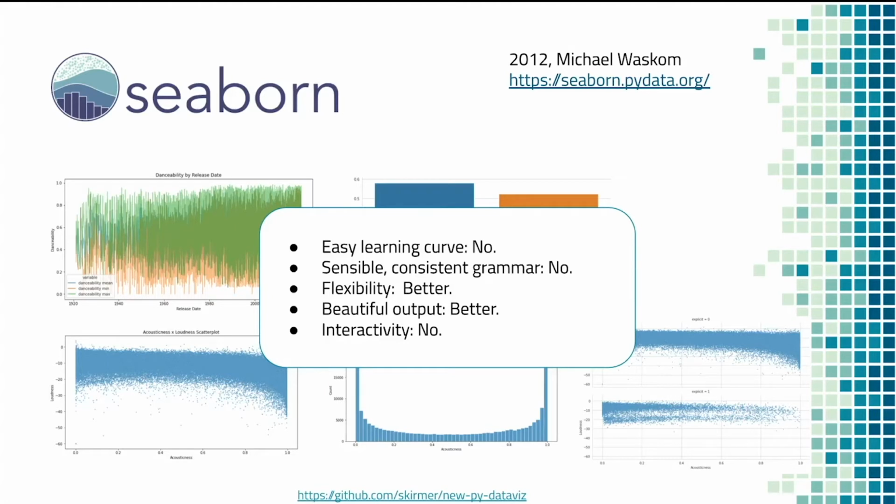I think that the learning curve is really still the same as far as the challenge to getting started. Matplotlib is difficult to get started with, and you really can't do custom complex things with Seaborn without already knowing Matplotlib. The grammar is not very consistent, and a lot of things that you might intuit or expect to be true won't be true. Flexibility and attractiveness of the output are definitely improvements over what Matplotlib has to offer. It is also not interactive.